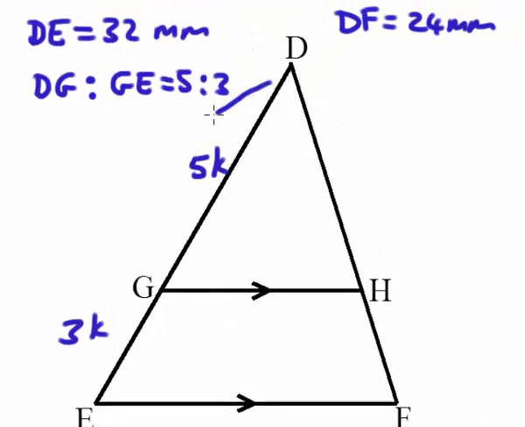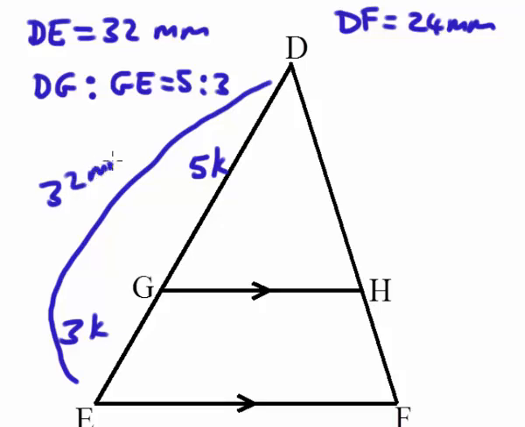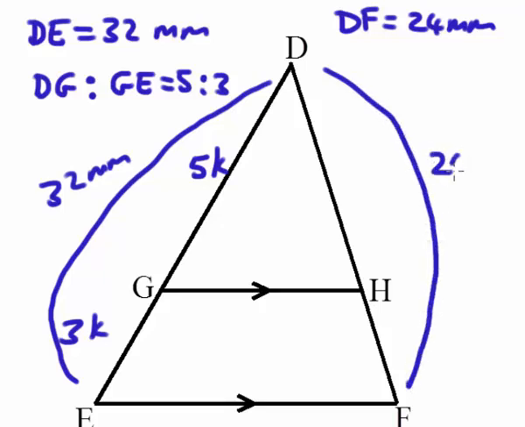And remember, the length of DE is also 32 millimeters. That's the full length. Now, obviously, if this is 24, you can clearly see that there's no way that DE is equal to EF in length. But remember, from the proportionality theorem, the ratio of DG to GE is DH to HF.